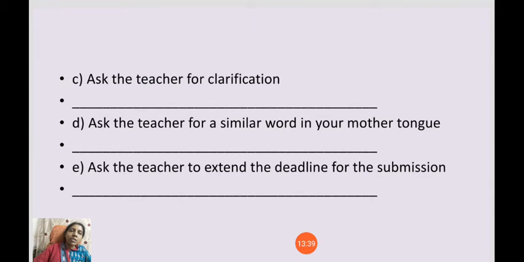Ask the teacher for a similar word in your mother tongue. So, could you tell me the word for, whatever the word is, in our mother tongue? Could you tell me the similar word in our mother tongue?